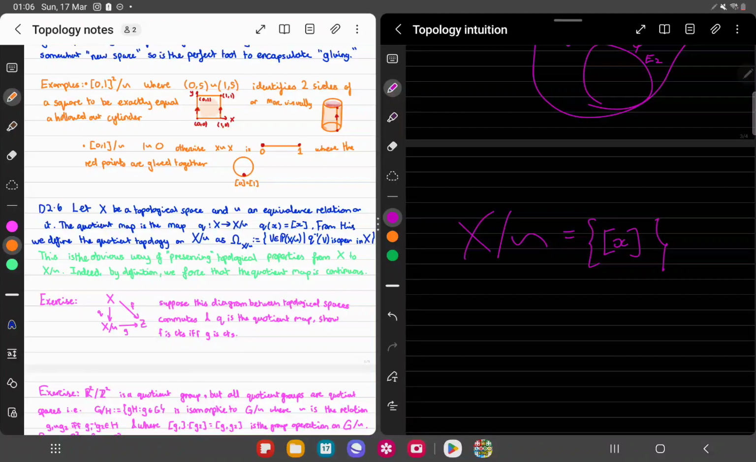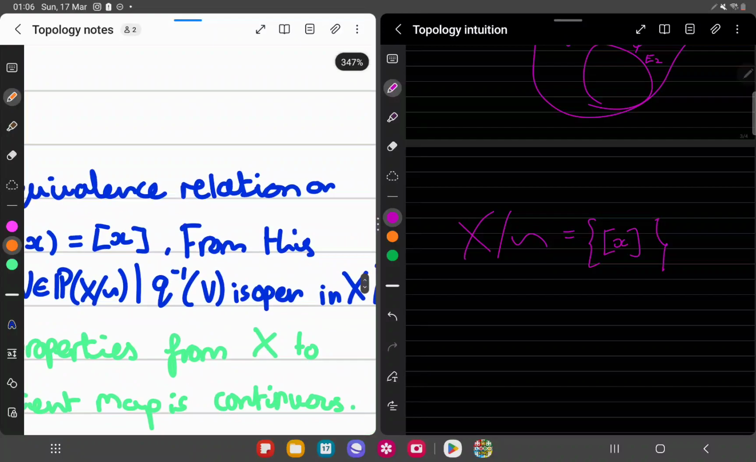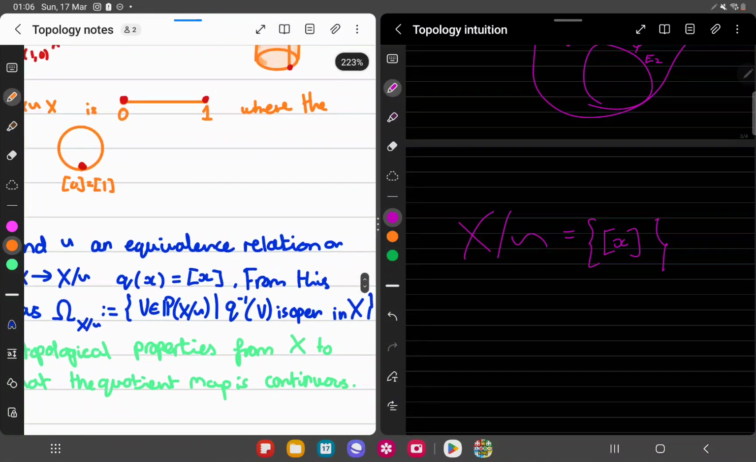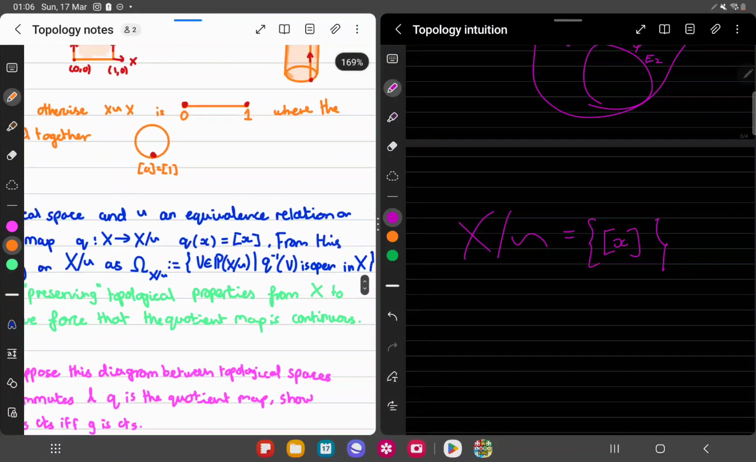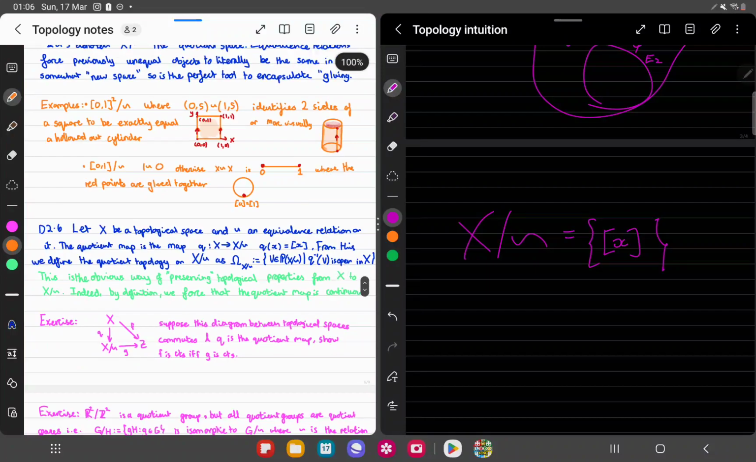So it is the set of objects in the quotient topology that forces the quotient map to be continuous in the traditional fashion, i.e. pre-images of open sets are open. That is literally what this says: Q inverse of V is open in X. It's the V whose pre-images are open, so we say those are the open sets. In every facet, it's literally just the topology that makes Q continuous.